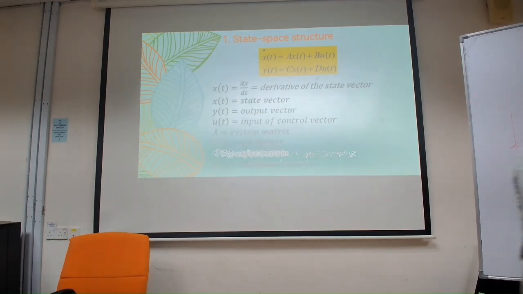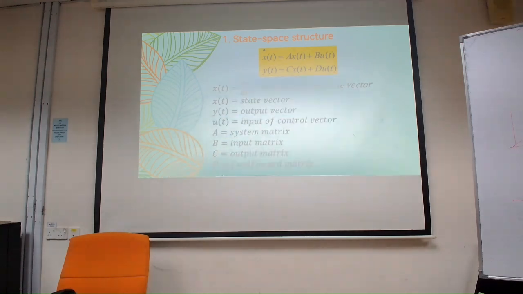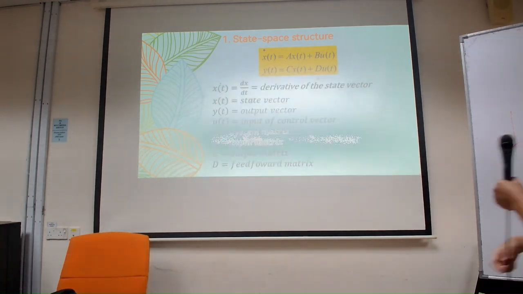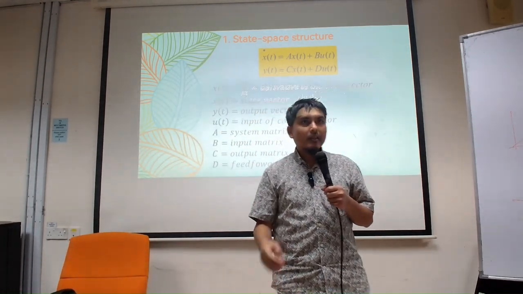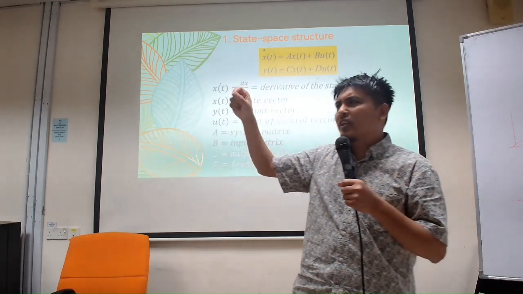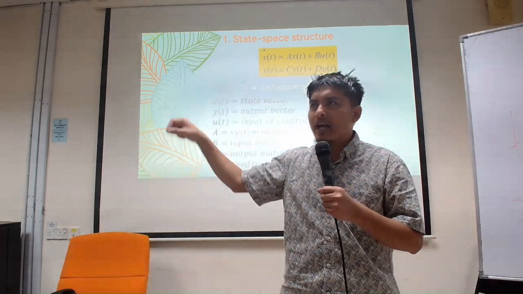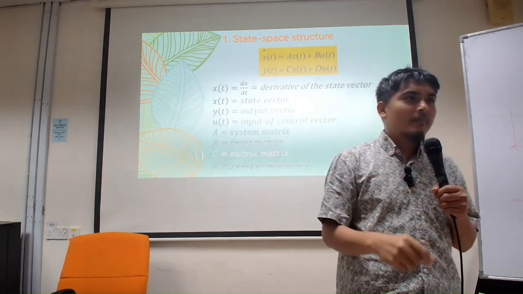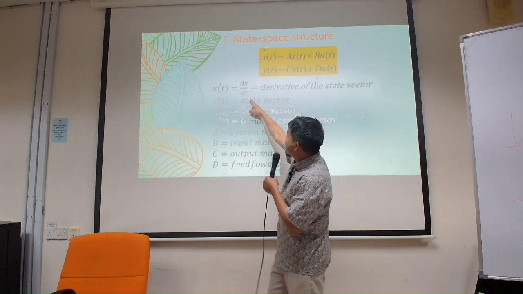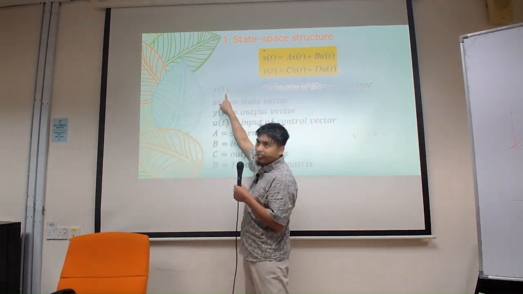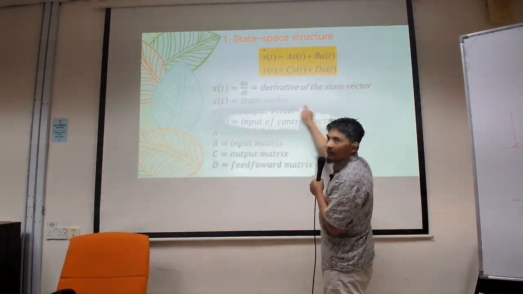Okay, so let us know what the state space structure is. x dot here actually refers to dx over dt, because when you are working during the final exam, dx over dt, d squared x over dt squared, takes time. So in order to simplify the equation, dx over dt can also be written as x dot of t. And this is what we call the derivative of the state vector.